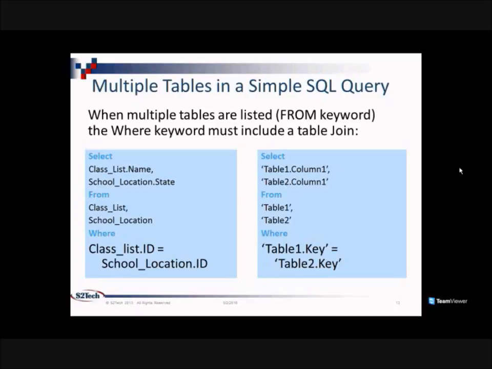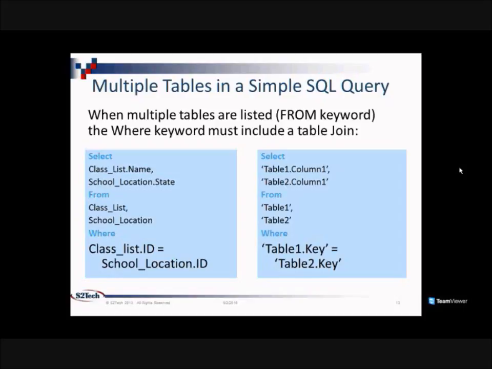So to put this entire SQL query into just a simple spoken statement, I want to see the name and the state for ID 1, who is Joe. I want to see Joe's name, and I want to see the state of Joe's school. I want to see the name and state for record 2. I want to see Mary's name and the state of Mary's school, etc.